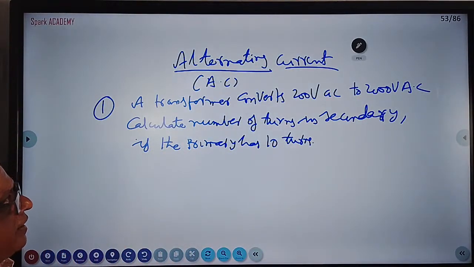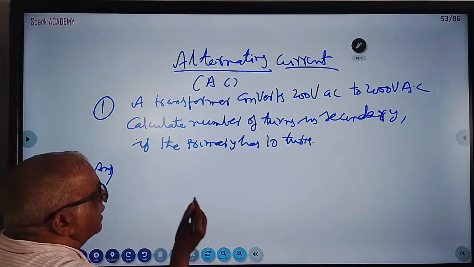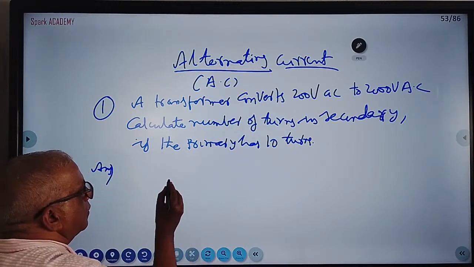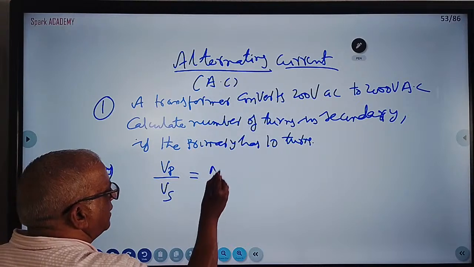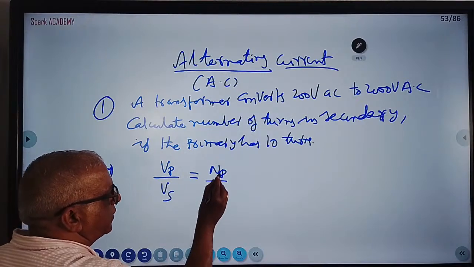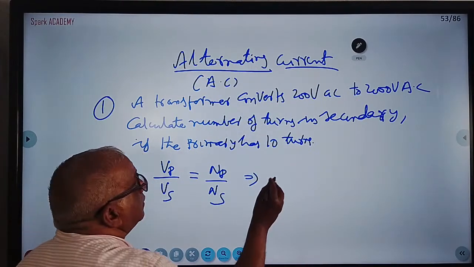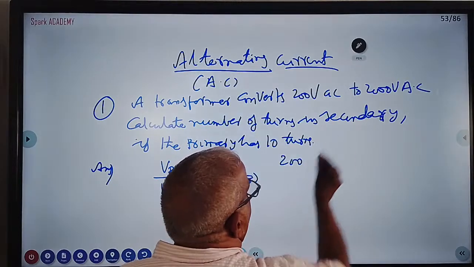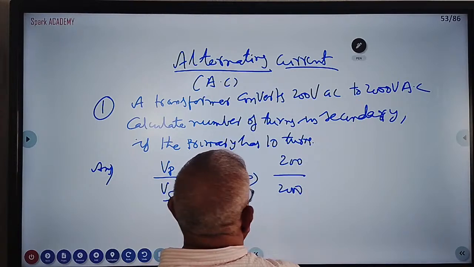A transformer is always used to convert low AC to high AC. So what is the formula here? There are two coils, primary and secondary. Voltage in primary by voltage in secondary, VP by VS, is equal to NP by NS, the number of turns in primary by the number of turns in secondary. This works on the principle of mutual induction. The primary voltage is 200, the output voltage is 2000.